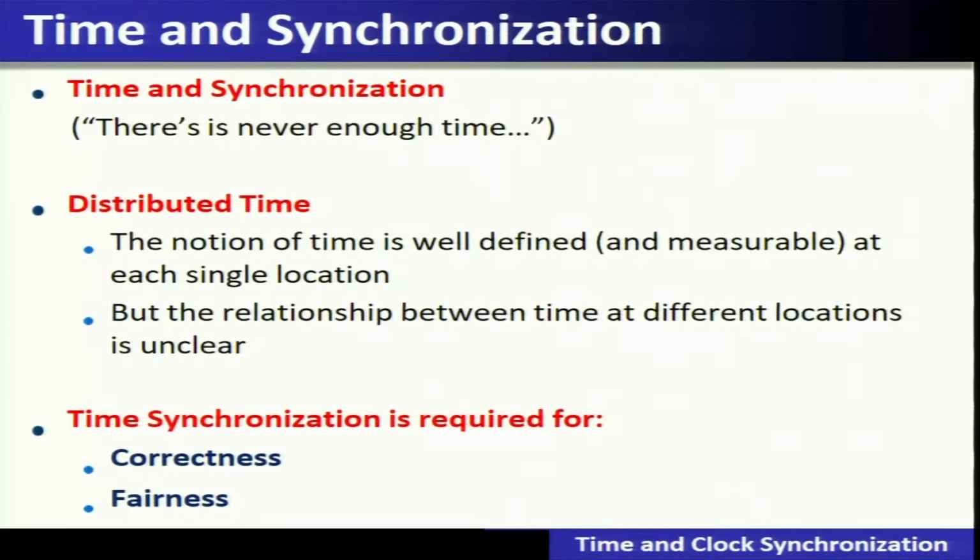So therefore, time and synchronization are very much essential. As far as the distributed time is concerned, the notion of time is well ordered at each single location, but the relationship between the time at different locations is not clear. So therefore, there is a need for time synchronization, which we have seen in the previous slide, the example that it is required for correctness and for fairness.